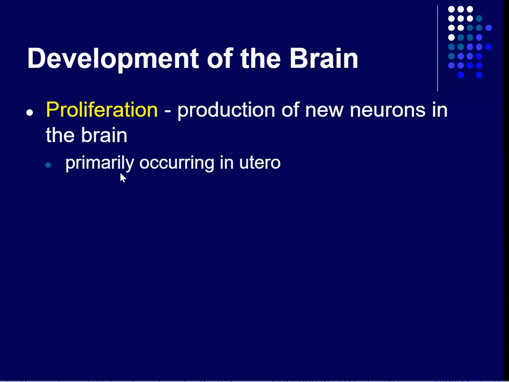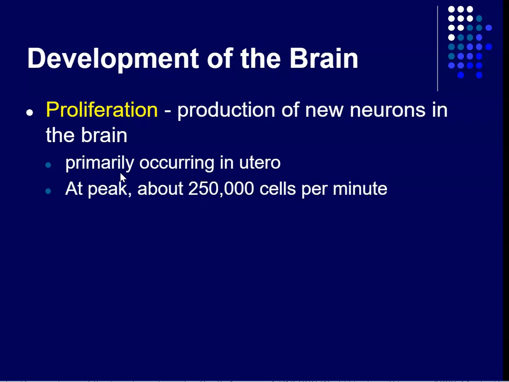Most of this proliferation, most of the production of new neurons, occurs in utero, before birth. At its peak, we're producing about 250,000 new cells per minute, which sounds like a lot, but when you have to go from 0 to several trillion over the course of just 9 months, you really need to move quickly.